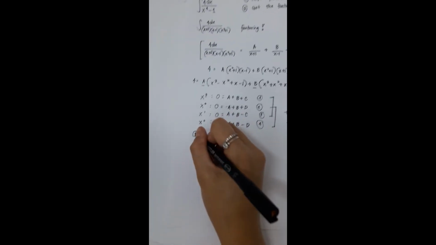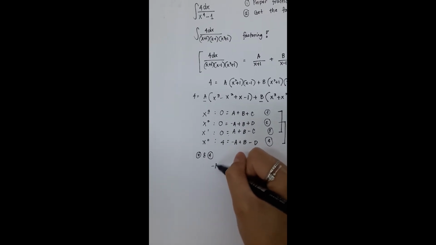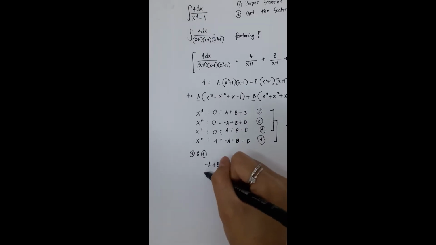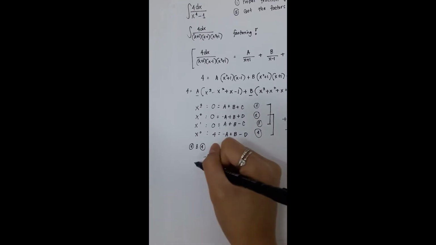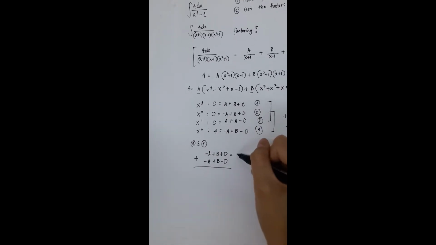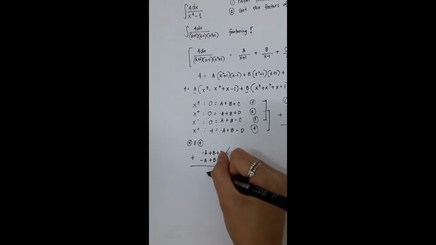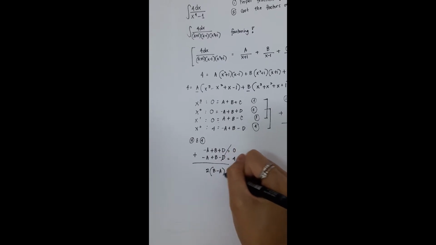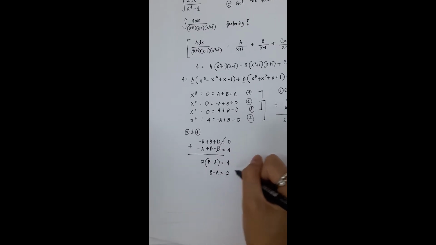Now combining equations 2 and 4, we arrive with negative A plus B plus D, and negative A plus B minus D. If we add these two equations, the left side will be 0 and the right side will be 4. If we add this, we arrive with 2 times B minus A is equal to 4, or B minus A is equal to 2. This will be our sixth equation.